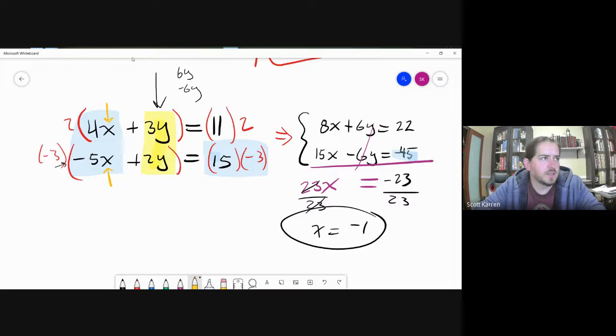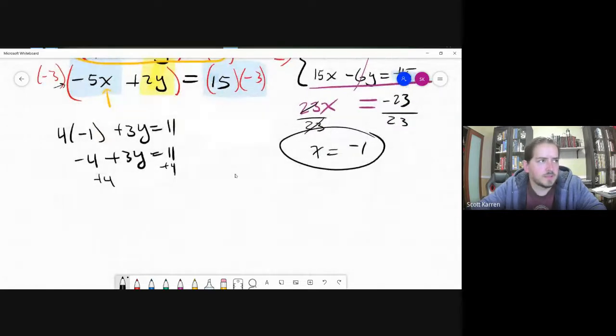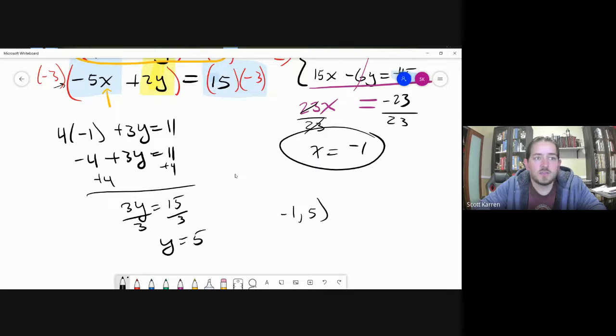So I'll pick the top original equation in black. So 4 times x, which is negative 1, plus 3 times y equals 11. Or negative 4 plus 3y equals 11. Add 4 to both sides, and I get 3y is 15. Divide each side by 3, and y is 5. So I have negative 1, 5, and that's my ordered pair and the solution to this problem.